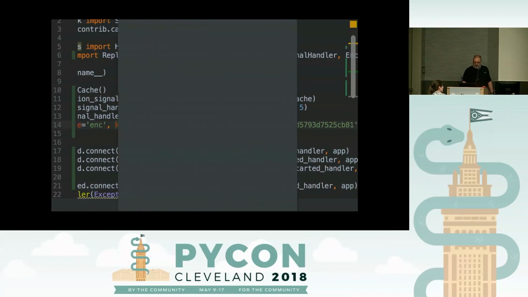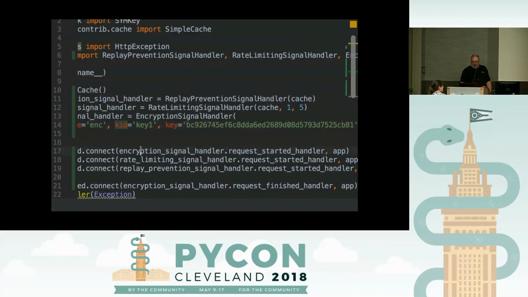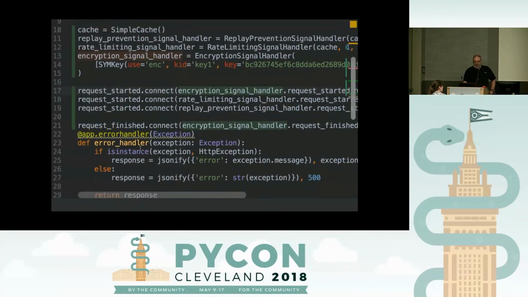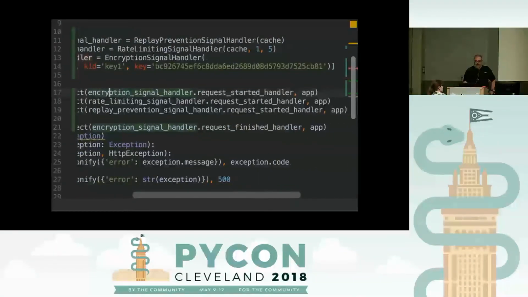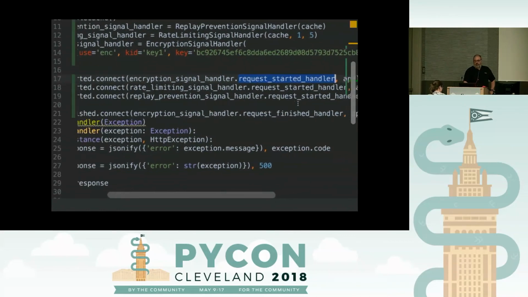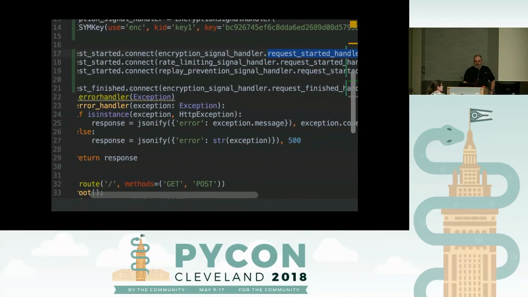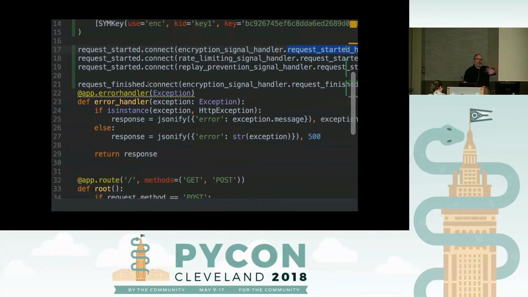All right, very large, very hard to see. So we added the request started connect here with the encryption signal handler and the request started and the app, just like we did before. And this one, we're also doing the request finished connect. So when the request is done and it's written the response, we're going to get triggered, and we're going to take the response data, and if it's a data response of 200, we're then going to encrypt the data and ship it back.